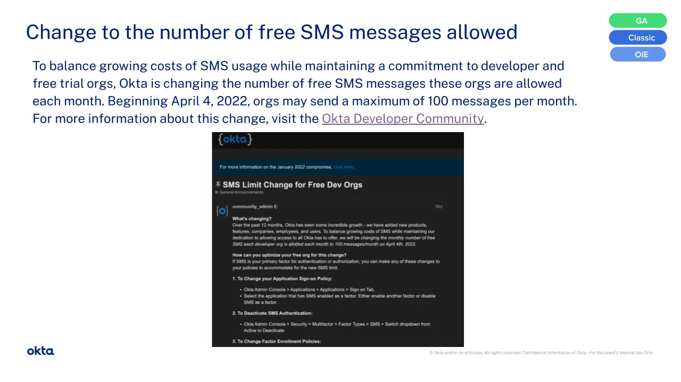Limitation to free messages. To balance growing costs of SMS usage while maintaining a commitment to developer and free trial orgs, Okta is changing the number of free SMS messages these orgs are allowed each month. Note: beginning April 4, 2022, orgs may send a maximum of 100 messages per month. For more information about this change, visit the Okta developer community.